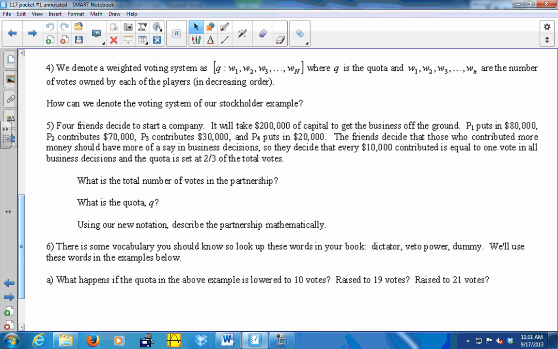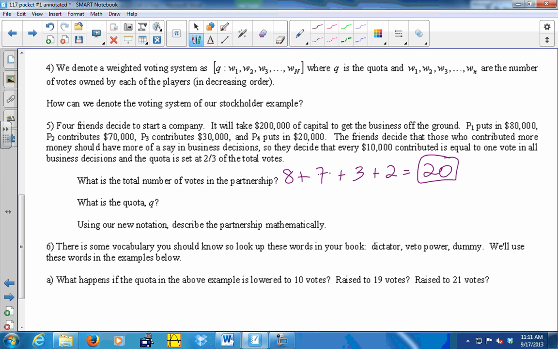20, yeah. So every $10,000 gets you a vote. So we have 8, right? The $80,000 gets player 1 8 votes. Player 2 gets 7 votes. Player 3 3 votes, and player 4 2 votes. That's 20 votes total.